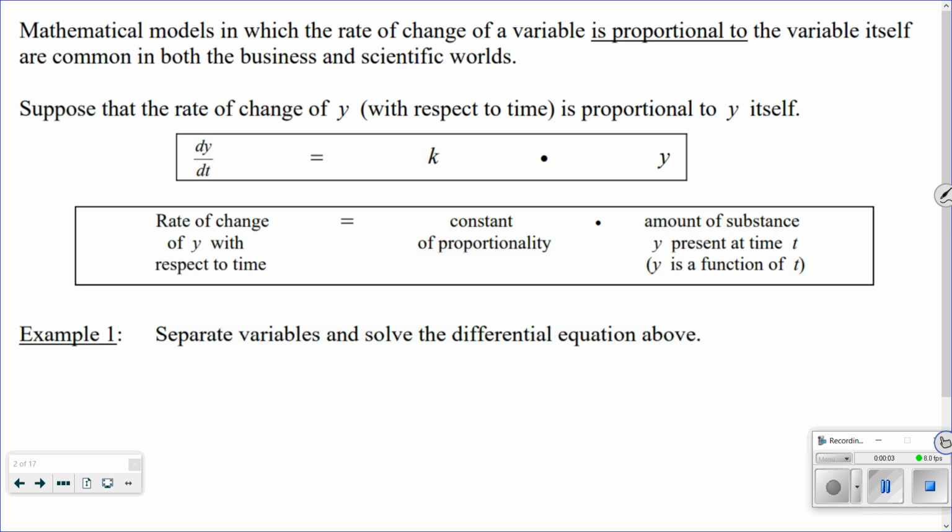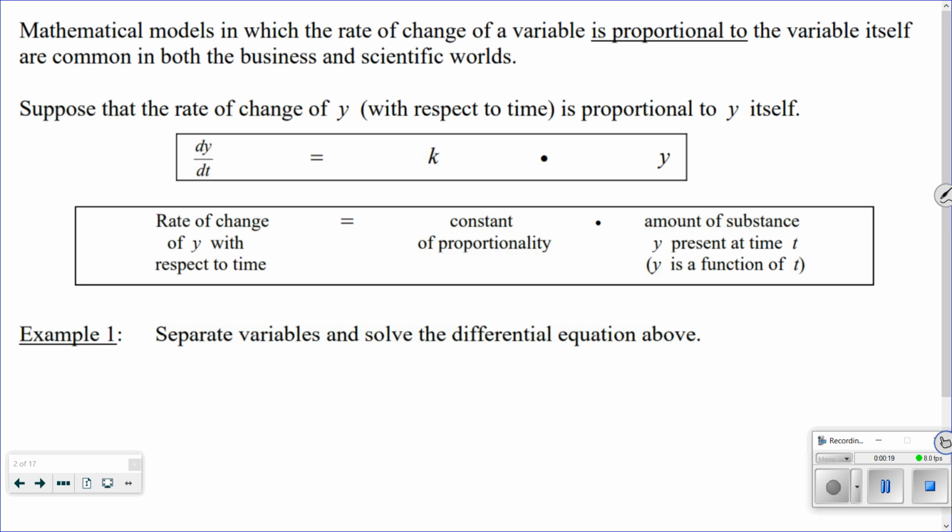7.2 is on exponential growth and decay models. It turns out that mathematical models where the rate of change is proportional to the variable itself are really common in both the business and scientific world. So this is what we're talking about, right?